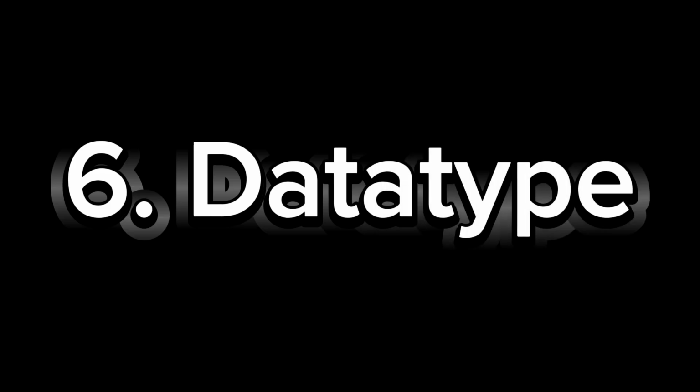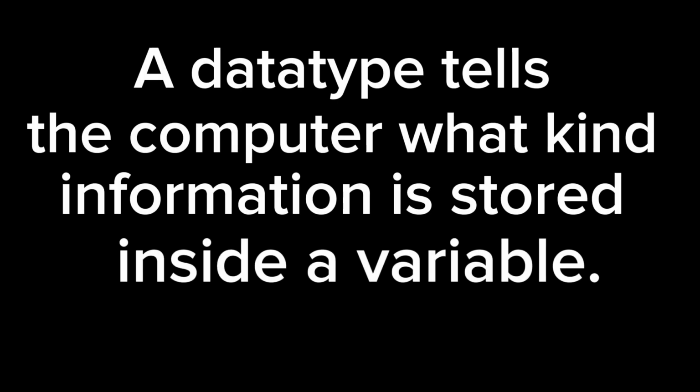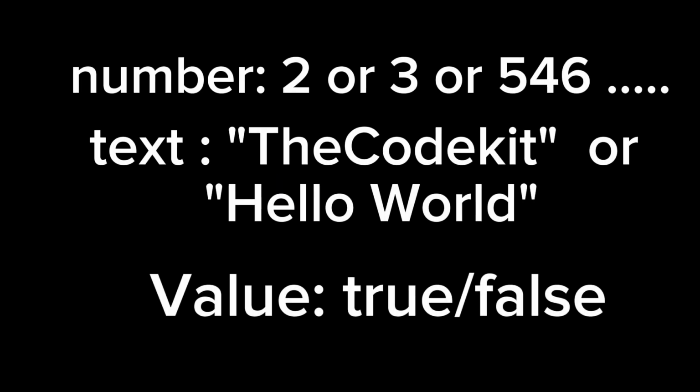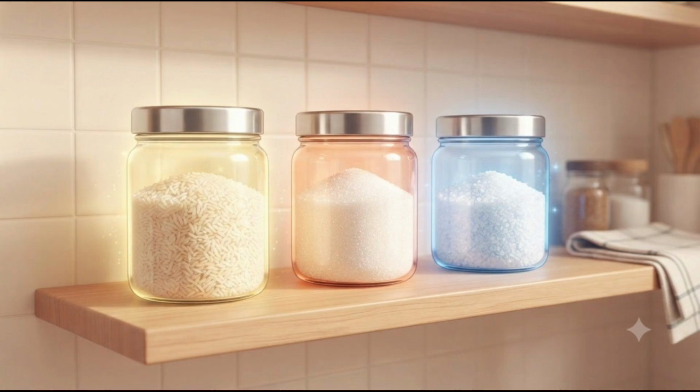The next one is data type. A data type tells the computer what kind of information is stored inside a variable. For example, it could be a number, some text, or a true or false value. For example, imagine kitchen containers. One stores sugar, another stores rice, another stores salt. Each container is meant for a different type of item. That's exactly what a data type does.